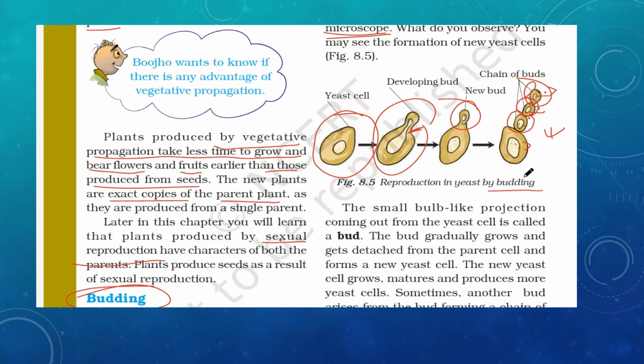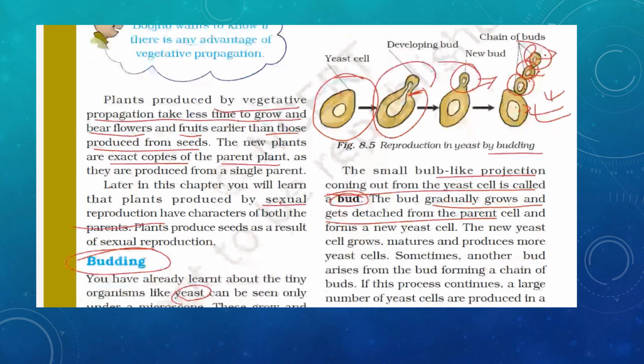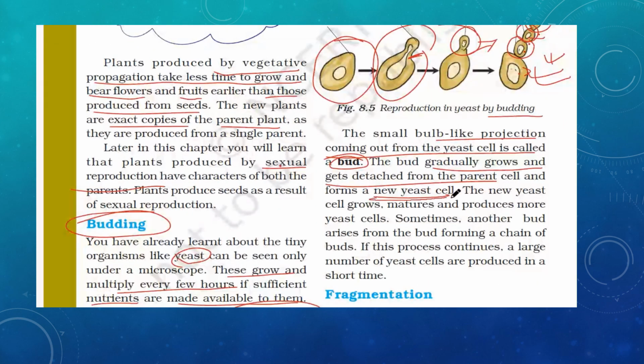It is called budding. The small bulb-like projection coming out from the yeast cell is called a bud, and the bud gradually grows and gets detached from the parent and forms a new yeast cell. The new yeast cell grows, matures and produces more yeast cells, and sometimes another bud arises from the bud to form a chain. You have seen here a chain is formed, and in this process a large number of yeast cells can be produced in a short time.